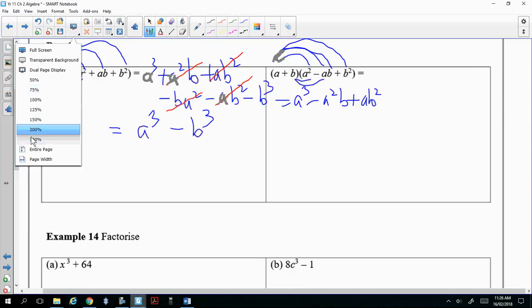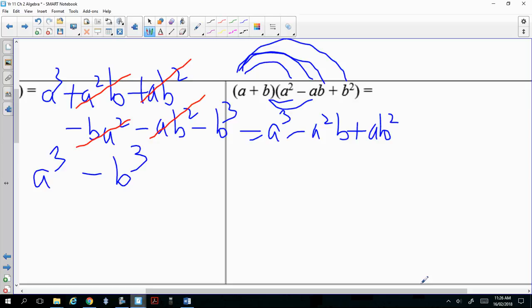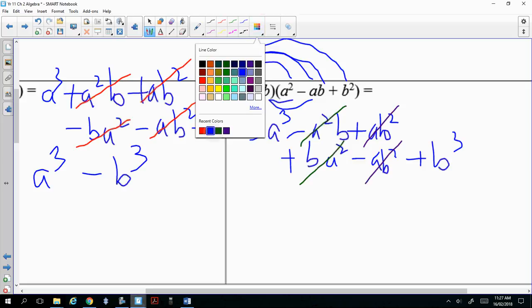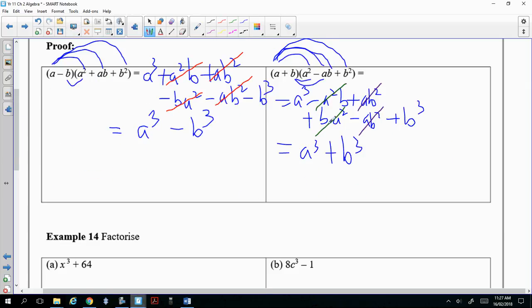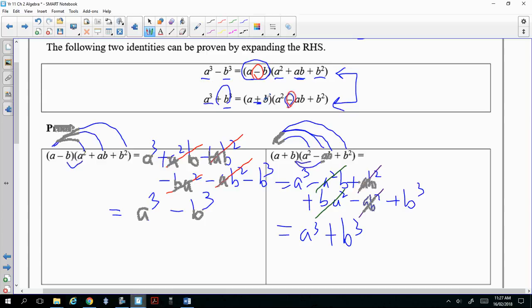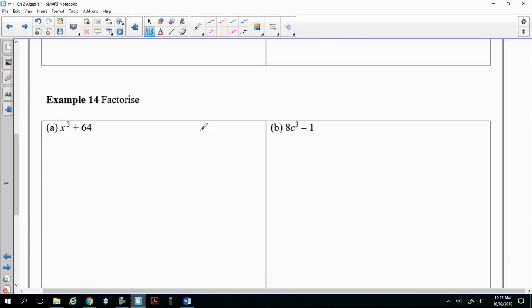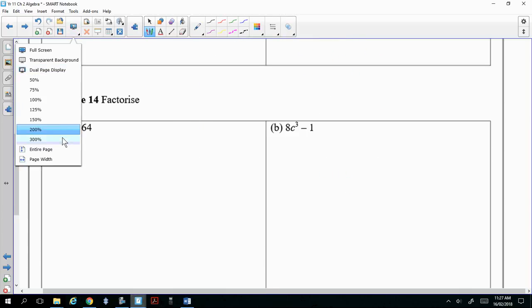Okay, so what do we have? You get ba squared plus minus ab squared, and then plus b cubed. You'll see that these two terms cancel, and the other two terms cancel too. So you're left with a cubed plus b cubed, as we expect. The hard part is now trying to remember the formula and trying to apply the formula. Let's write the formula again so you get the practice.